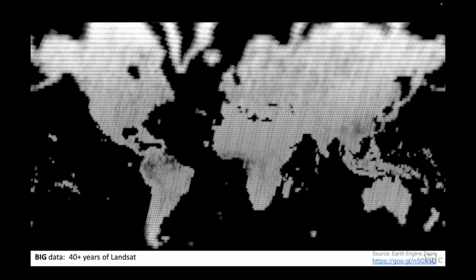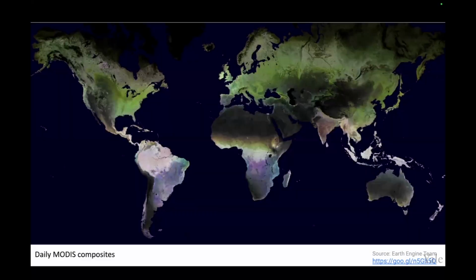So what you are looking at is an example of the count of pixels for the entire Landsat archive. Now, maybe it's not so useful for an entire analysis, but it is an example of things that we are now enabled to see that we were unable to see before about the availability of Earth Engine data. Another example is the daily composite of models.